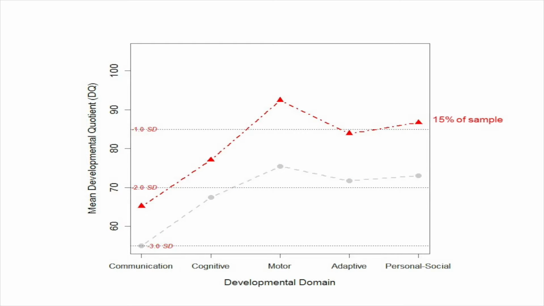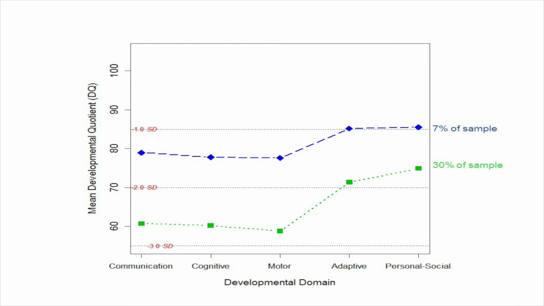The second subgroup's profile is parallel to the first group's, but across domains, their mean scores are all about 10 to 15 points higher. This group, which comprised about 15% of the sample, included most of the other children who had suspected autism spectrum disorder. Here are the profiles associated with the other 2 subgroups.